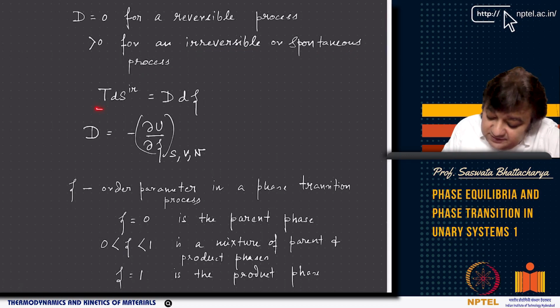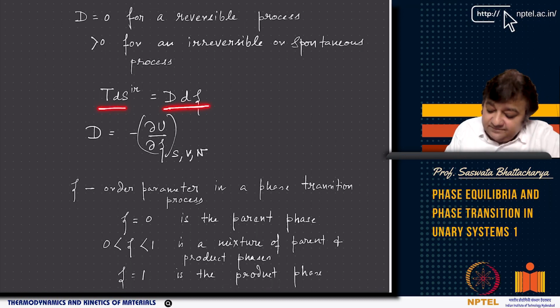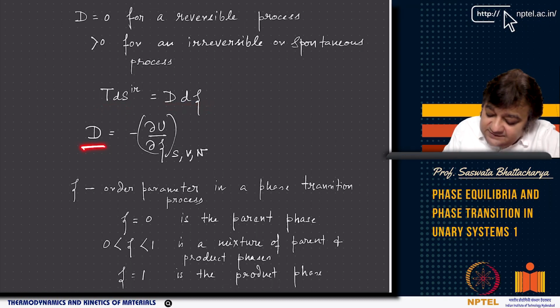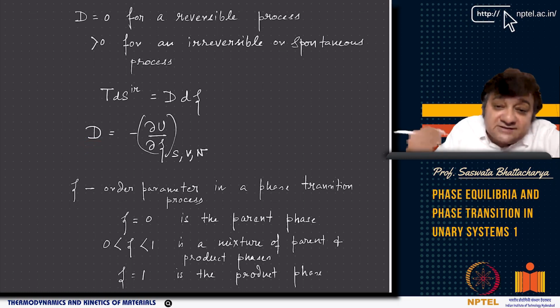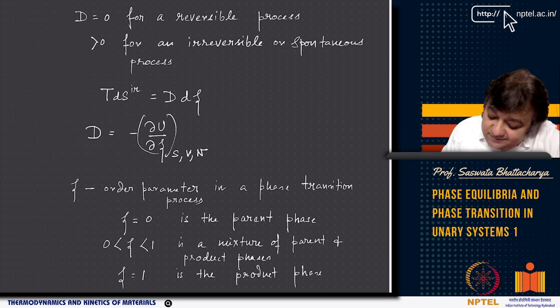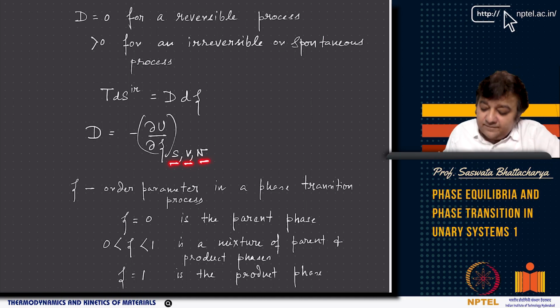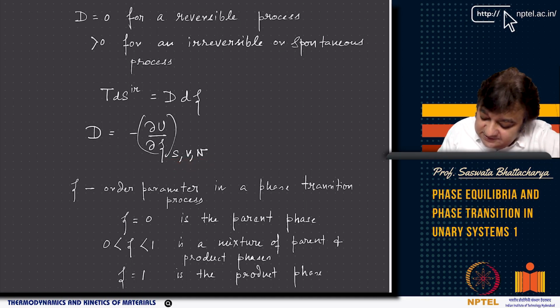And as I told you, TdS_IR is written as D dζ. And D is given as, now this D variable, the driving force or the extent of dissipation, or the amount of dissipation of internal energy which produces this irreversibility, is given by minus ∂U/∂ζ at constant entropy, volume and mole number, right? It's called minus ∂U/∂ζ.